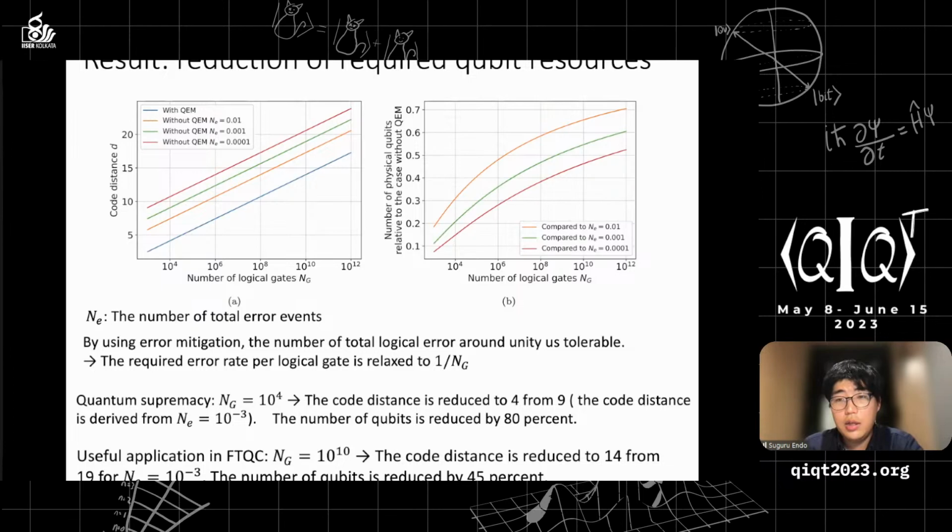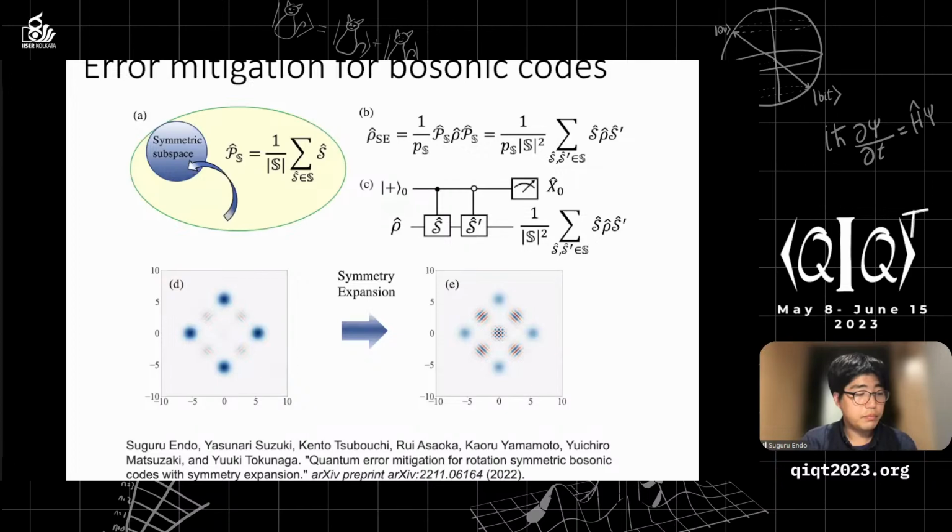Okay. And these days we also propose error mitigation for bosonic codes. So if you are interested, please read this paper as well. In bosonic codes, the state is represented with a Wigner function. In the presence of noise, the interference fringe disappears, but by using the error mitigation called symmetric expansion, the interference fringe can be recovered.